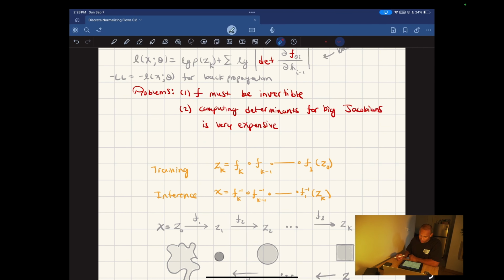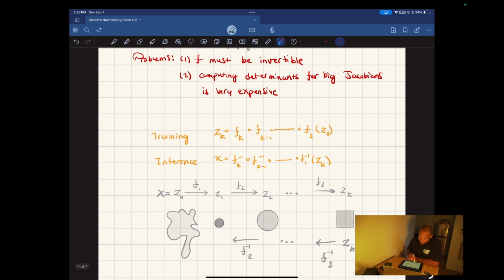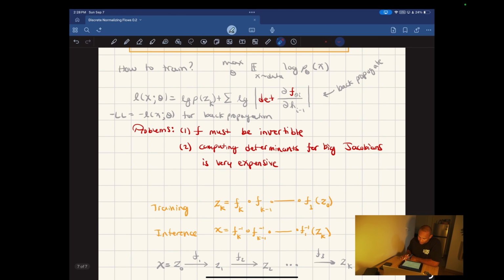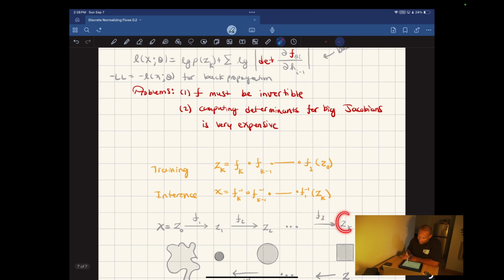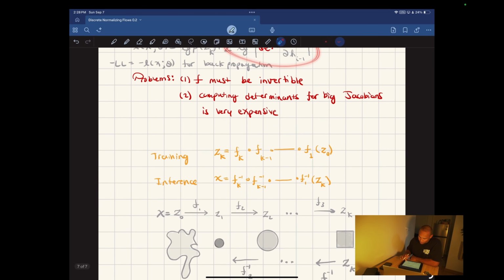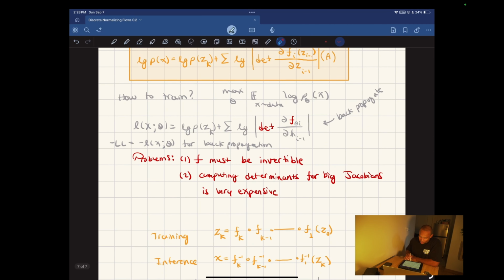For training, we apply all of our maps to Z naught to get ZK, and then we compute this term. And then we add up. Once we get ZK, we add on this term. And then we just backpropagate on whatever the loss is to train our thetas.